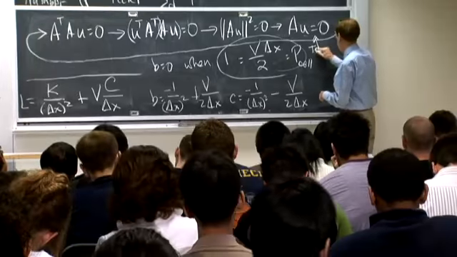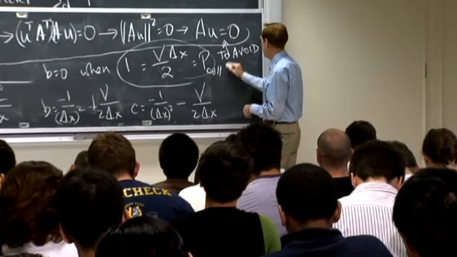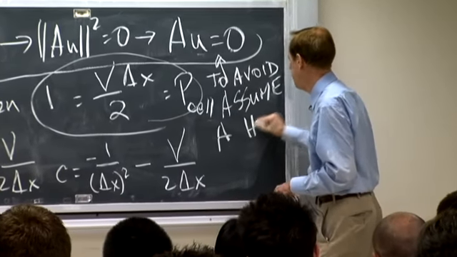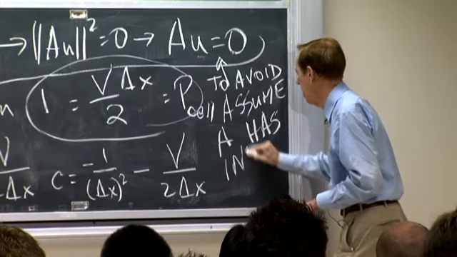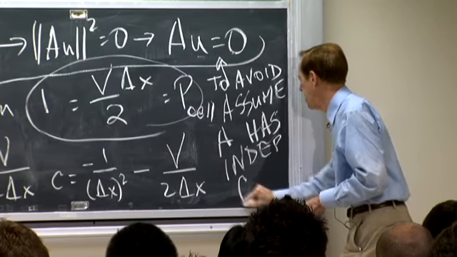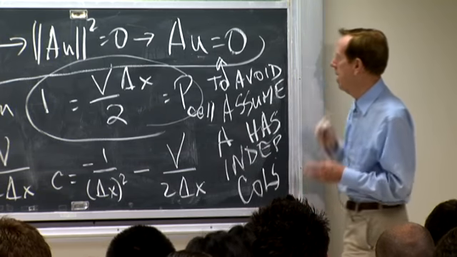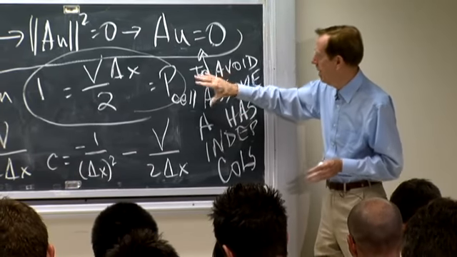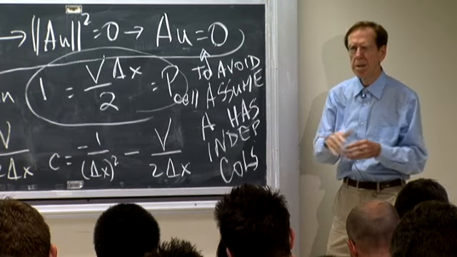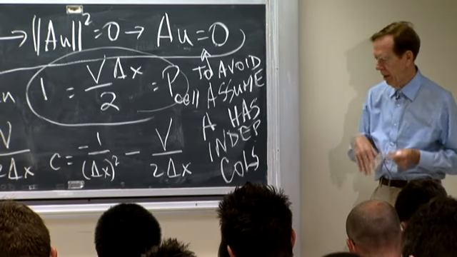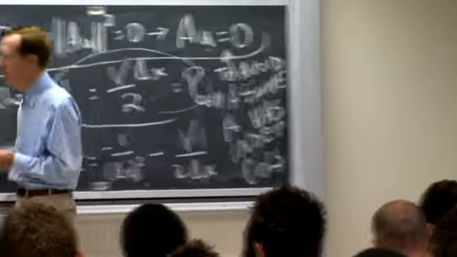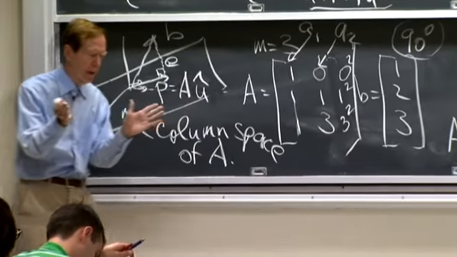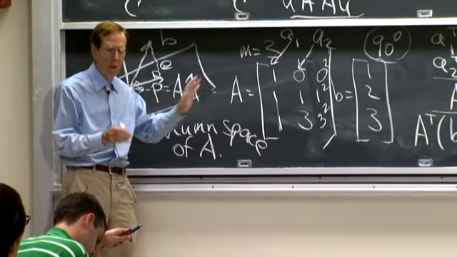So to avoid that, assume A has, this is the key word, independent columns. Since AU is a combination of the columns, independent columns means what? It means that the only combination of the columns to give 0 is the 0 combination. So did I have independent columns over here? I sure did. That column and that column were off in different directions. They were independent, and that's why I knew we were fine.